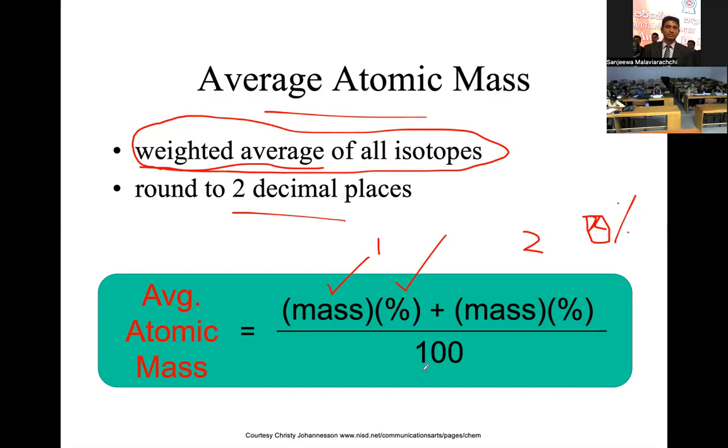We considered 100 atoms, so we have to divide by 100, right? If you have more isotopes, you can put more terms there. Everything will sum up to 100, so you can divide by 100. So if you have more isotopes, you can consider their abundances and then calculate the average atomic mass.